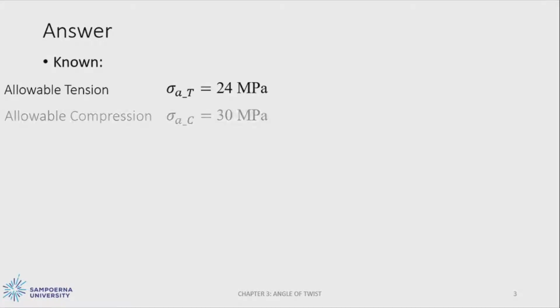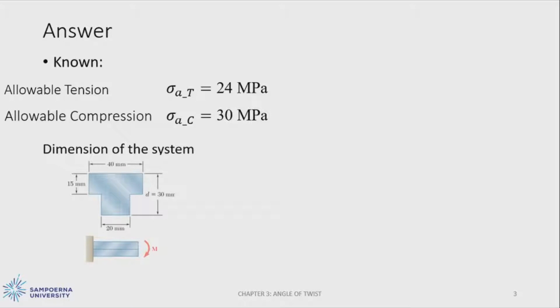To answer this kind of problem, we need to list all of the known givens in the question. We have allowable tension at 24 MPa and we have allowable compression at 30 MPa. Then we have the dimensions of the system.